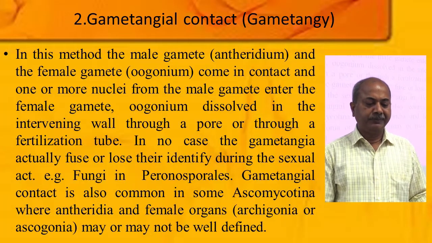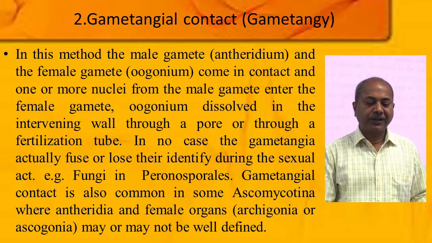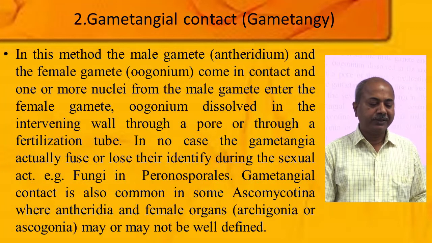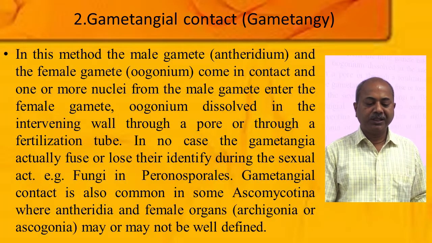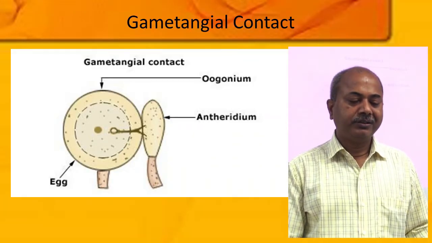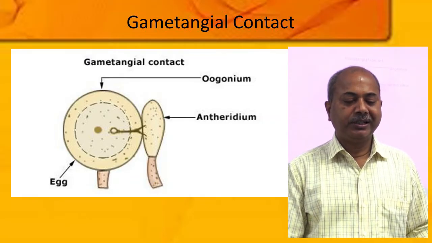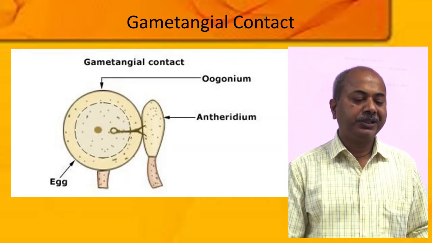So this occurs, and in no case do gametangia actually fuse or lose their identity during the sexual act. Fungi in the order Peronosporales are the examples, and gametangial contact is also common in some Ascomycotina, where antheridia and female organs, that is archegonia or ascogonia, may or may not be well defined. You can see in gametangial contact that the antheridia and oogonia come closer, the antheridial wall dissolves, and the nuclear material passes into the oogonia.